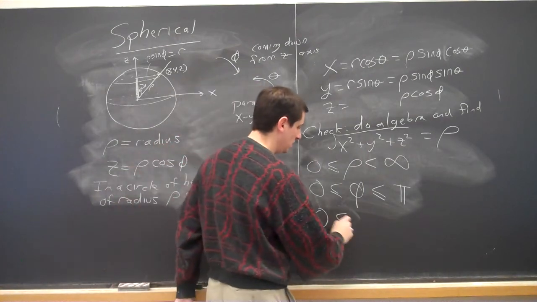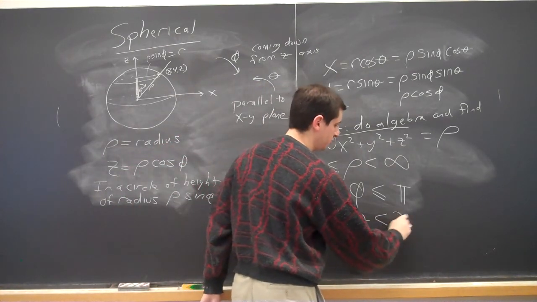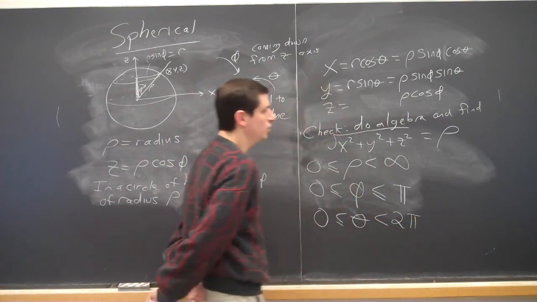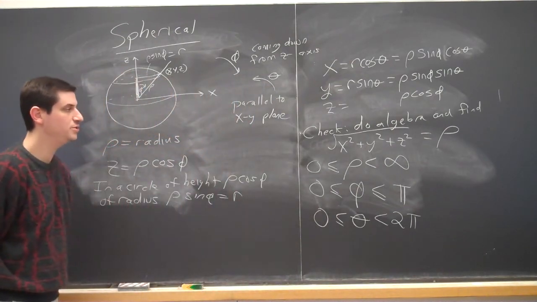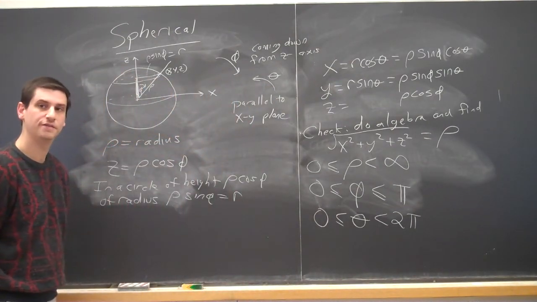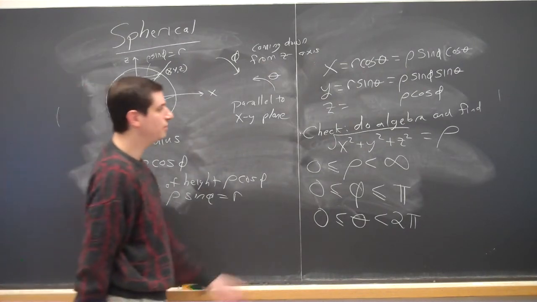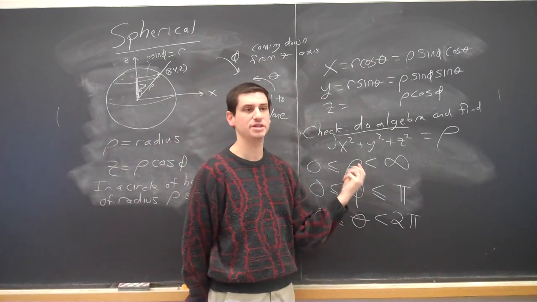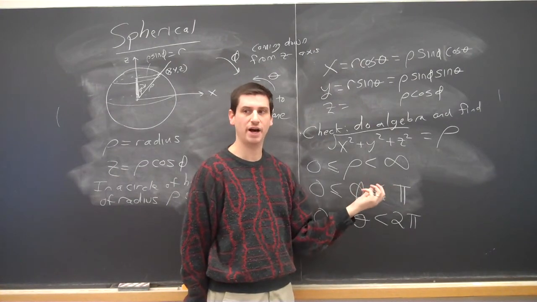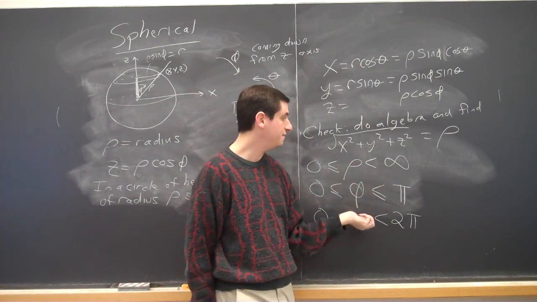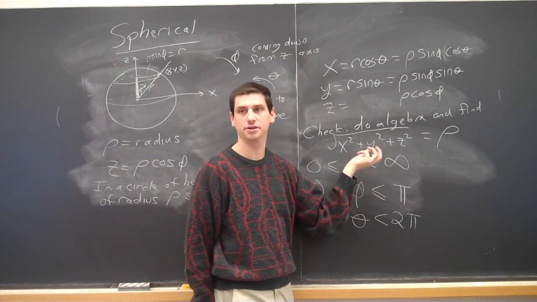2 pi. 0 less than or equal to theta less than 2 pi. So these are the possible values for rho, for phi, for theta. These are the ranges for this problem. I'm not going to write them down, but you should do as an exercise: how would you find rho, theta, phi if I give you x, y, and z?